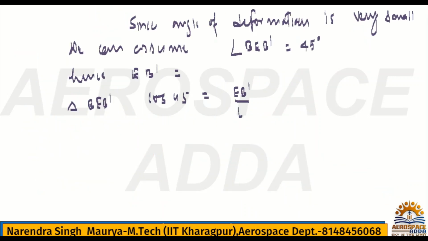Okay. So ultimately you will get the value of EB. What is the EB dash now? EB dash, this will be useful. EB dash is nothing but EB cos 45. What is the cos 45? It is 1 by root 2. So this is the EB dash.